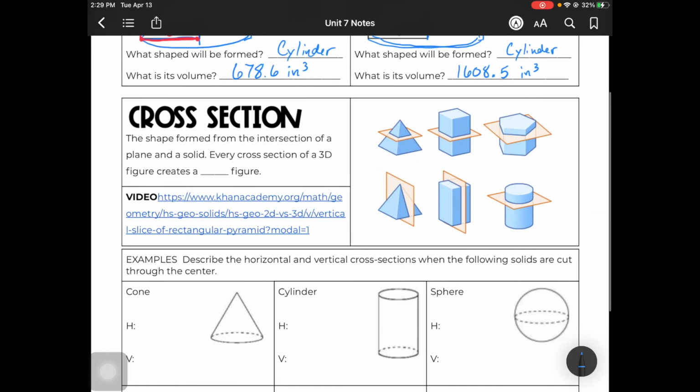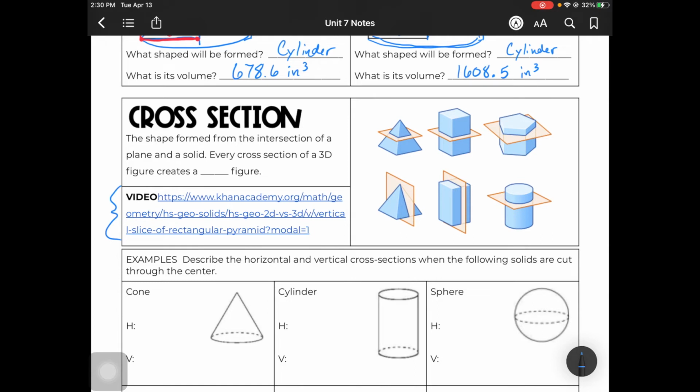Okay? So now we're going to talk about one other idea here, and that's the idea of a cross-section. And there's another video linked here, and again, these videos are linked in your notes. I don't recommend trying to type all that in if you're using a paper copy of the notes. But you can find these links in the Canvas assignment like I've been talking about. And so that's going to help you understand what cross-sections are as well.